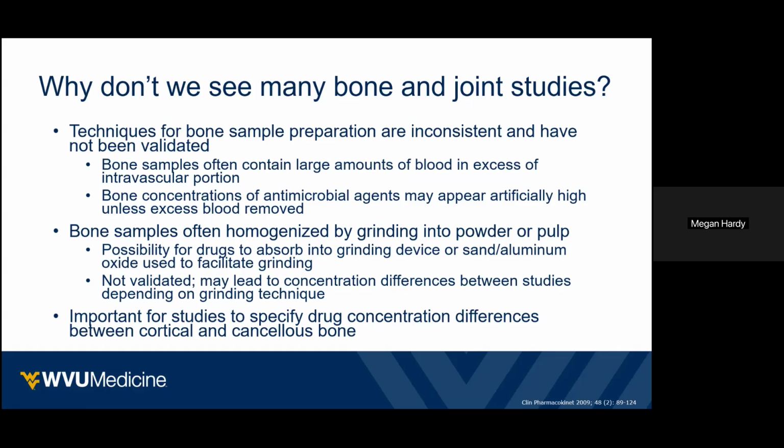Bone samples are often homogenized by grinding into a powder or pulp, and I'll talk a little bit about that later here. There is the possibility for drugs to absorb into the grinding device as well, or the sand or aluminum oxide used to facilitate the grinding. Once again, not validated. So we're going to see a lot of differences in concentrations between studies, depending on the grinding technique. It's important for studies to specify drug concentration differences between cortical and cancellous bone as well, since those types of bone are very different from one another. But once again, a lot of these are homogenized, so we have very few studies that actually look at those things separately.